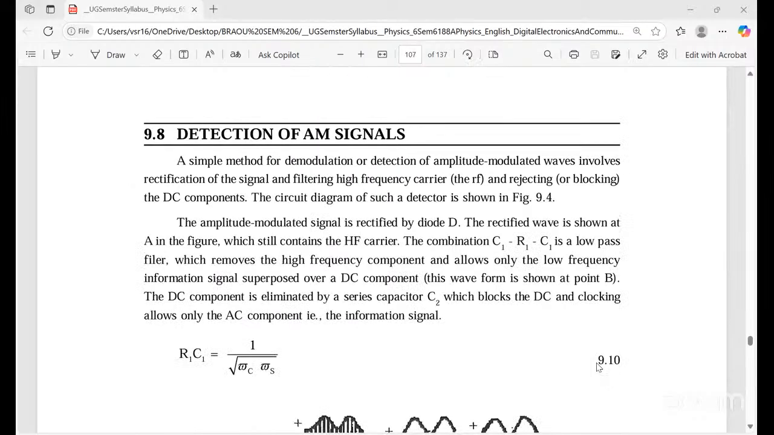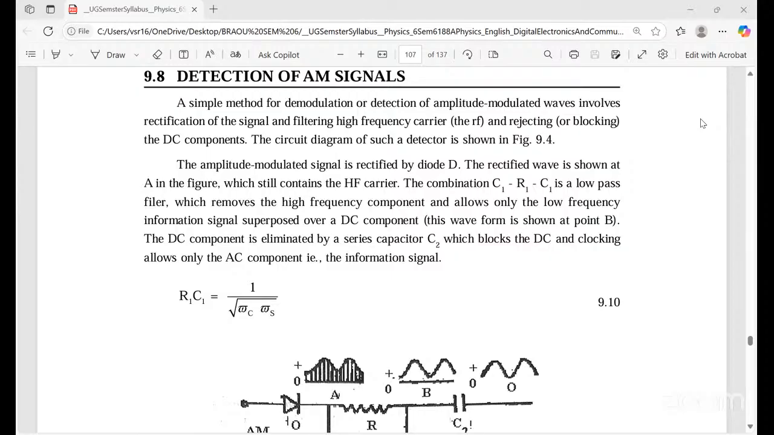So how are you going to detect the amplitude modulation signals here? That is also very important. Detection of AM signals. Here the simplest method for the demodulation or detection of AM waves involves the rectification of signals, filtering the high frequency carrier RF and rejecting the DC components. So here you can easily observe the detector circuit.